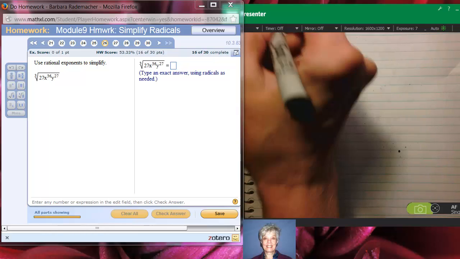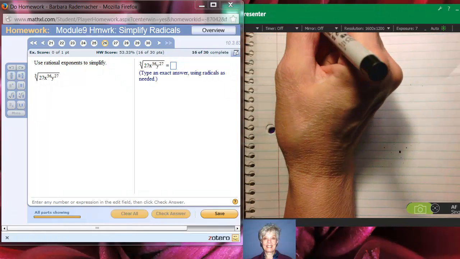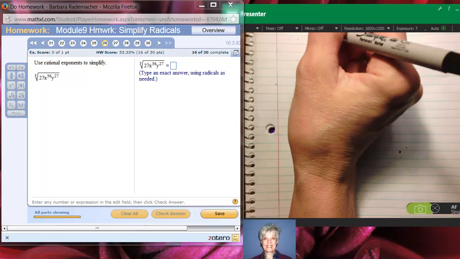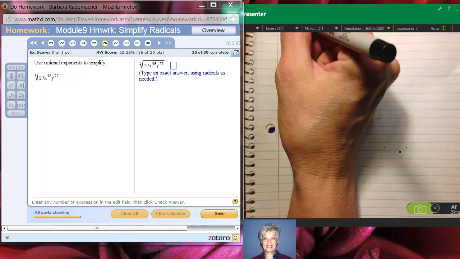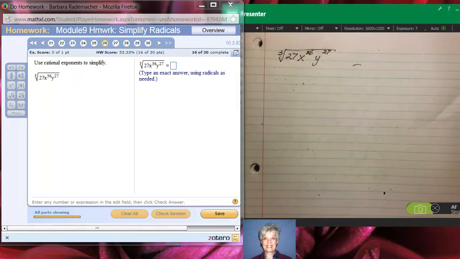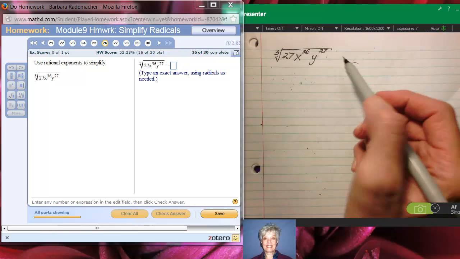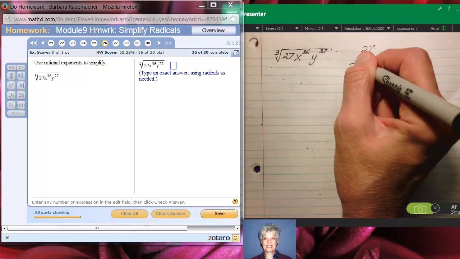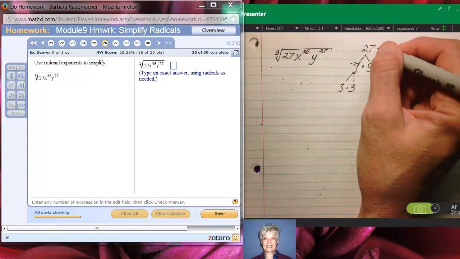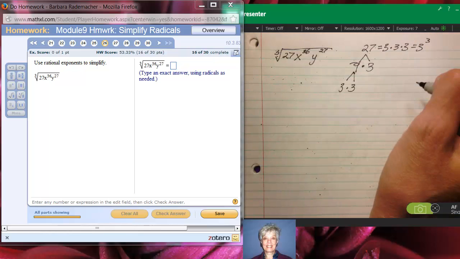Okay, now, this looks mean, but it's a lot meaner than it appears to be. The cube root of 27x to the 36th power and y to the 27th power. The cube root of 27 is 3, and if you put that in your calculator, you'll find out also. Oops, I messed that up, didn't I? Okay, here we are. The cube root of 27, x to the 36, y to the 27. If you take 27 and break it down, you'll get 9 times 3. And if you break 9 down, you'll get 3 times 3. So you can see that 27 equals 3 times 3 times 3, which is 3 to the 3rd power.